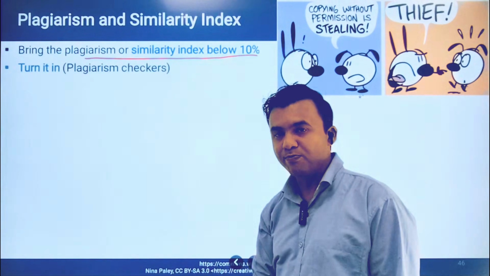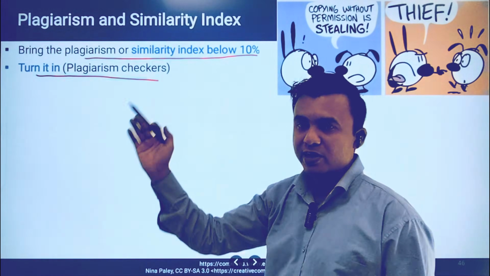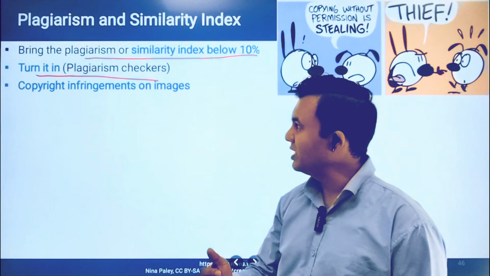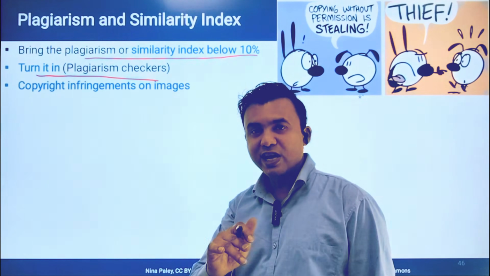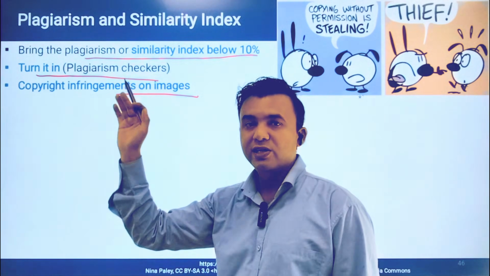Generally, I prefer below 10%. You can use Turnitin, which is a good tool, but not limited to this. You can use any tool of your choice. It doesn't check the copyright infringements on the images. Okay, it just gives the plagiarism on text.